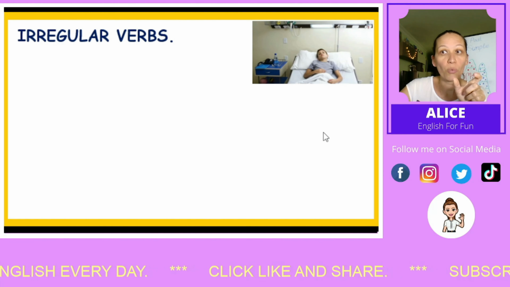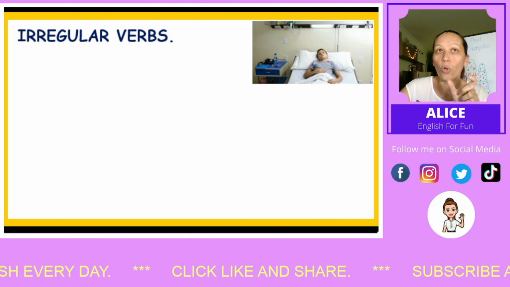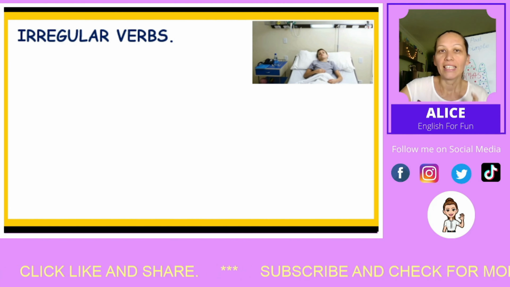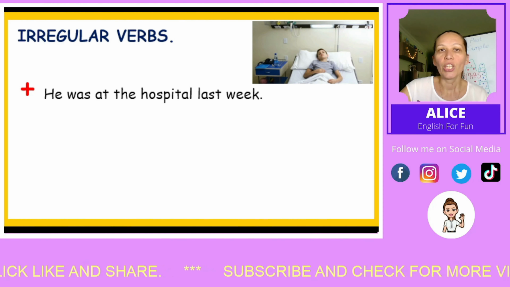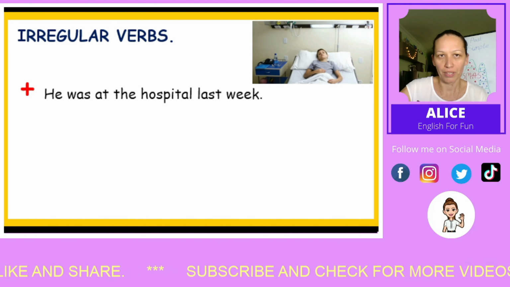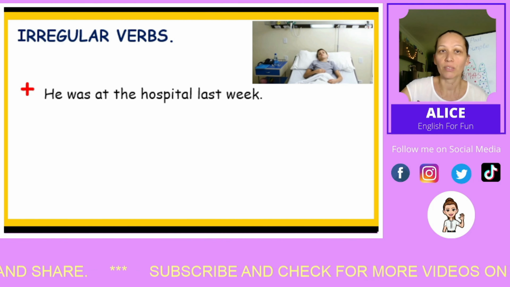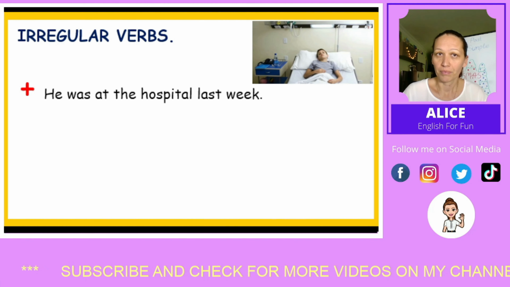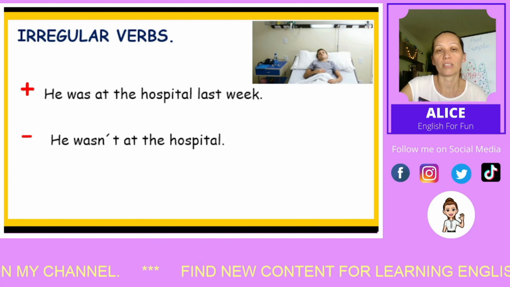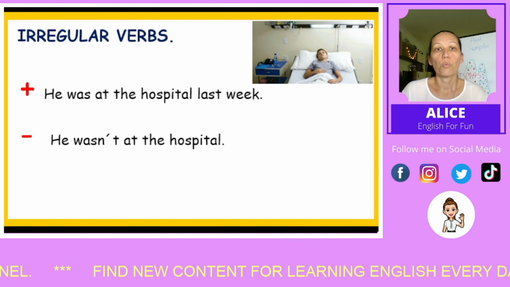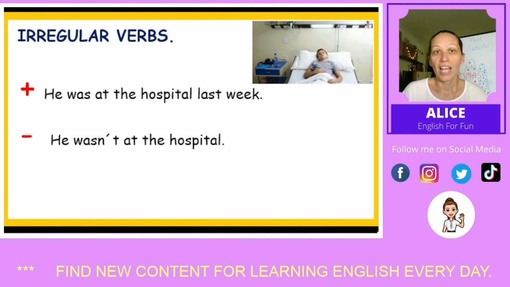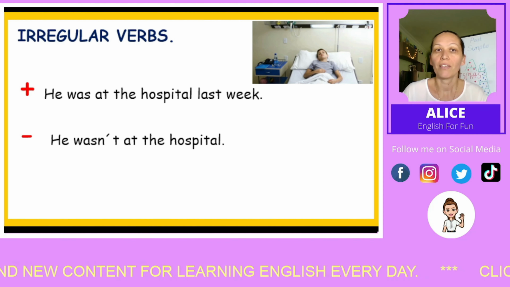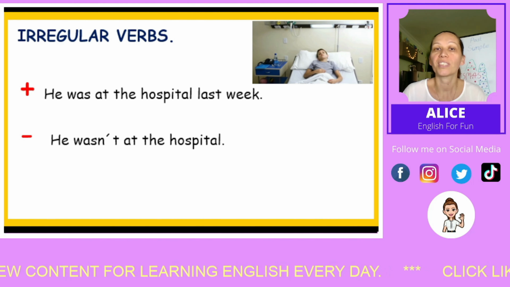And here is a tricky one. Do you remember I told you that almost every time when we make a question we should use did? This is an exception. He was at the hospital last week. He was sick, he was poorly, and he was in the hospital. He wasn't at the hospital. As you can see here, we don't use did not. We use the same verb to be in the past. He wasn't at the hospital.